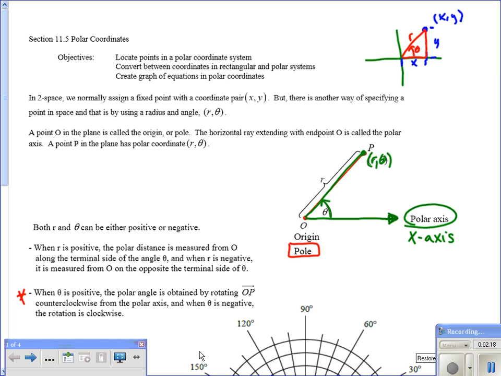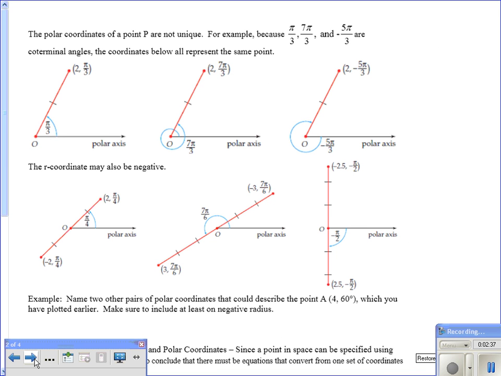When r is positive, the polar distance is measured from O along the terminal side of the angle theta. When r is negative, it's measured from the opposite side of the terminal side of theta. Kind of like when we did vectors, remember we said when we had a negative vector, it went the opposite direction. That's the same idea when we're doing our polar graphing. So let's go ahead and take a look at these values that we have right here.